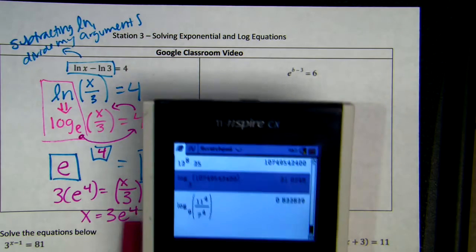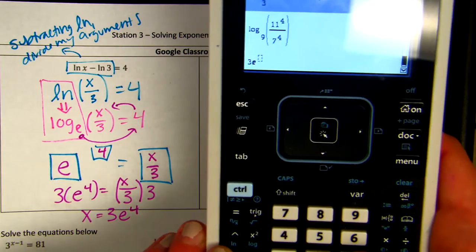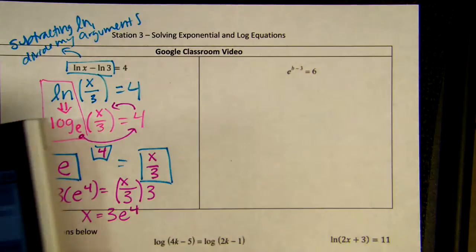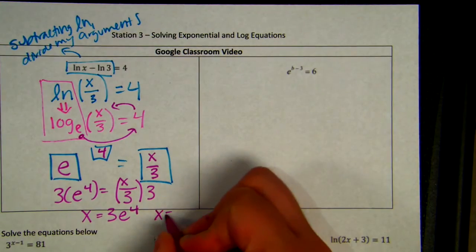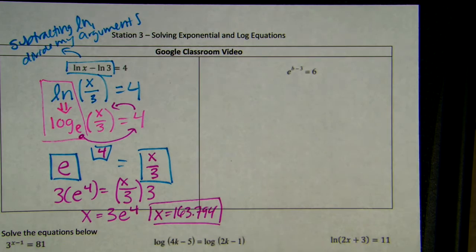So I'm going to go here. It's 3. Reminder that the e button is over here. So 3e to the 4th power equals 163.79794. It only goes one more, so I'll include it.